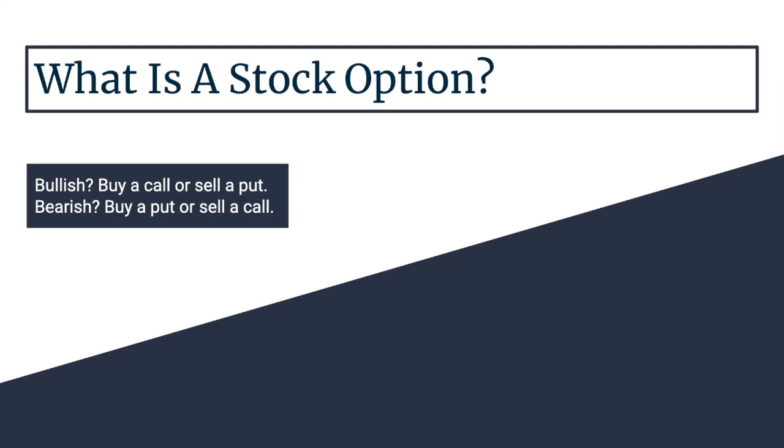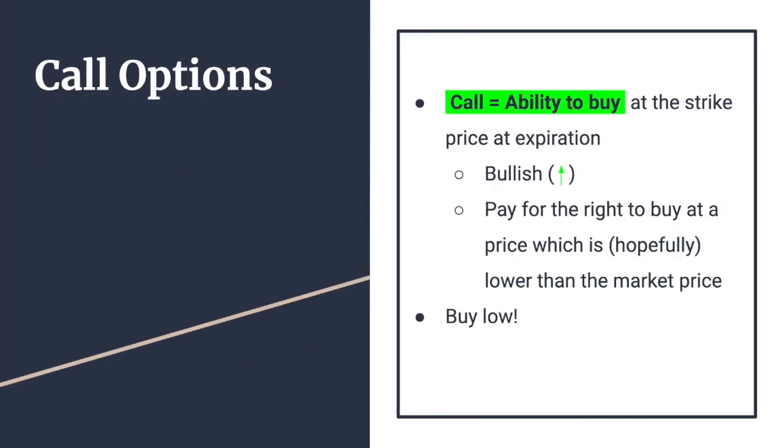Stock options are a way for you to leverage your money into controlling 100 shares of a stock. First, we're going to be talking about call options. A call is the ability to buy a stock. There are different things that determine at what price you're buying a stock and what time you can buy the stock. This is generally bullish.